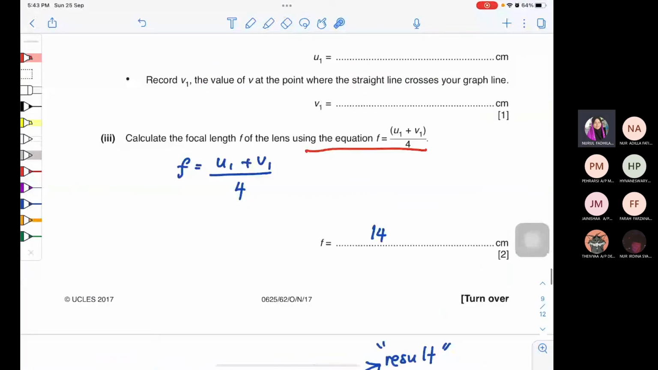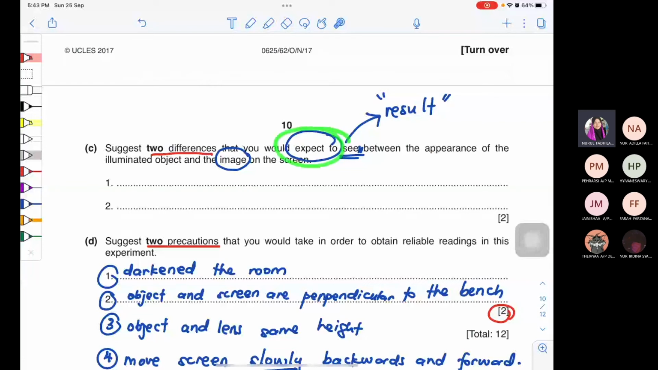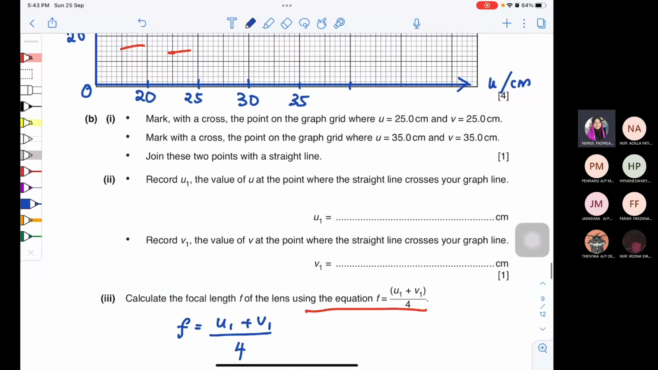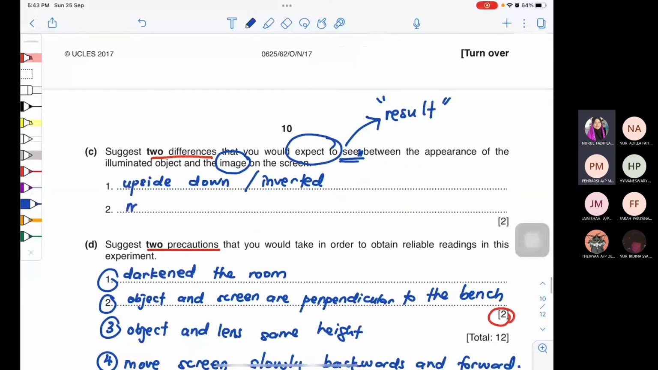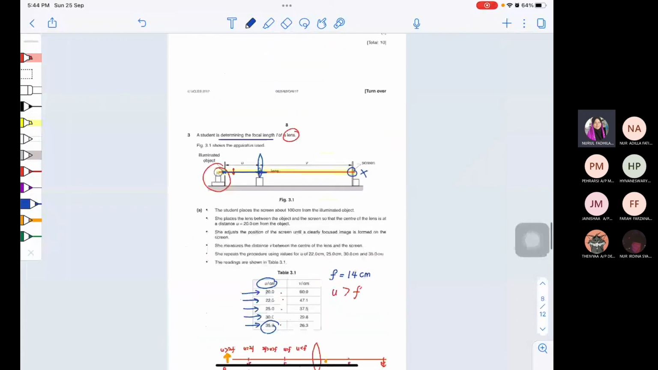So what is the answer for this? What do you expect to see? You expect the image to be upside down, right? Upside down, or as we said earlier, inverted. Then is it magnified? Yes, magnified, in bigger size. Yes. Right, so that's the answer and that's how you get this answer. Okay, so that is for this question.